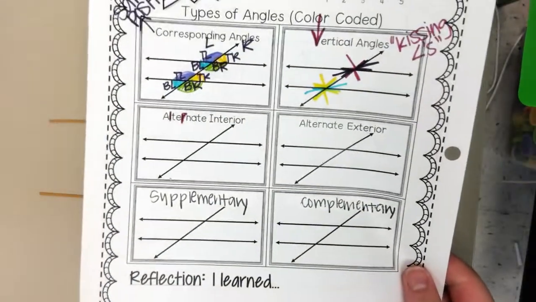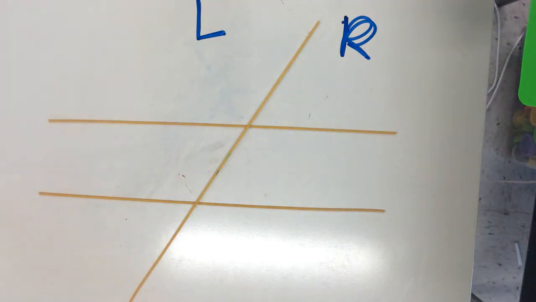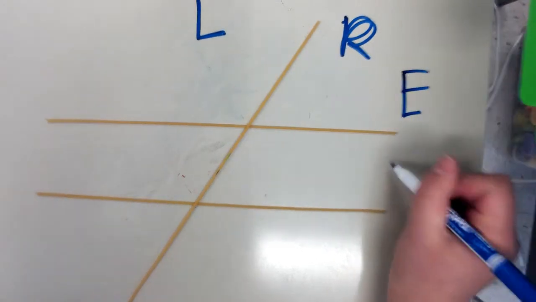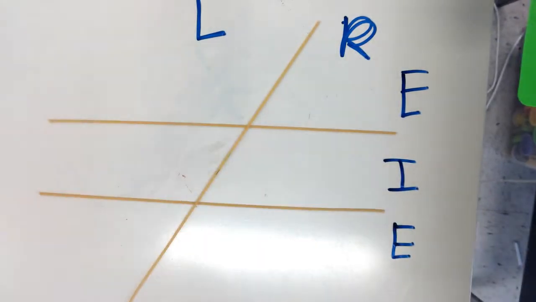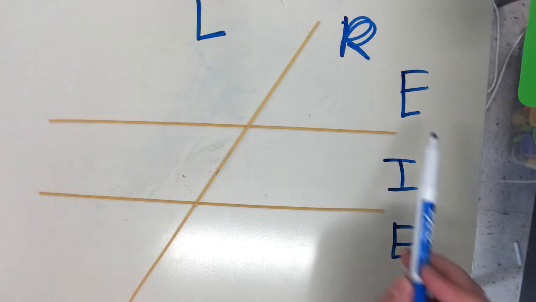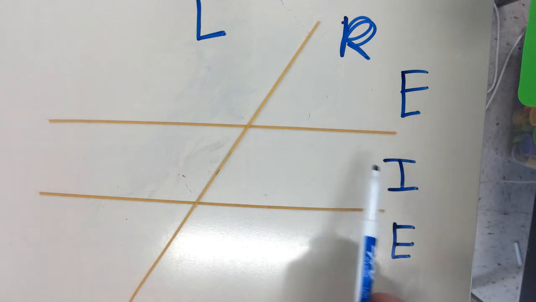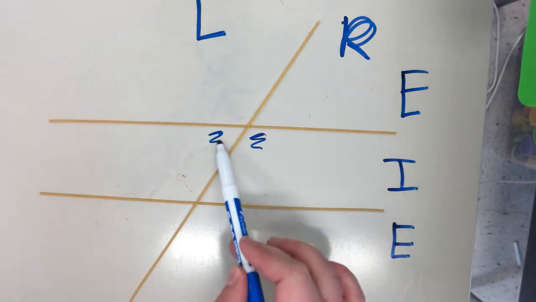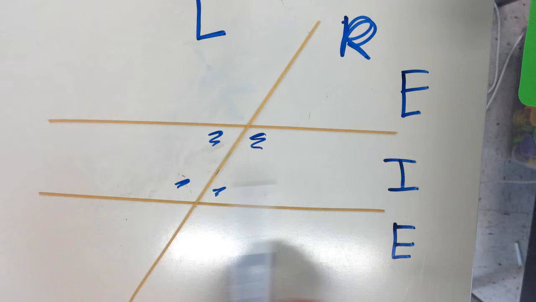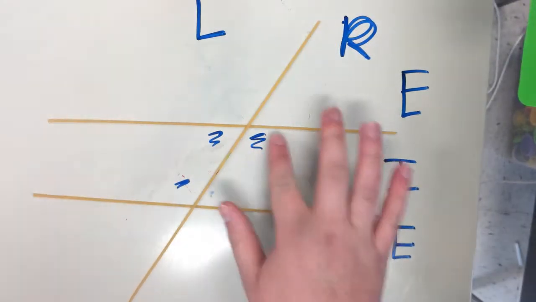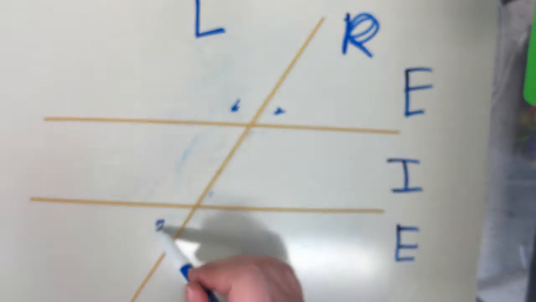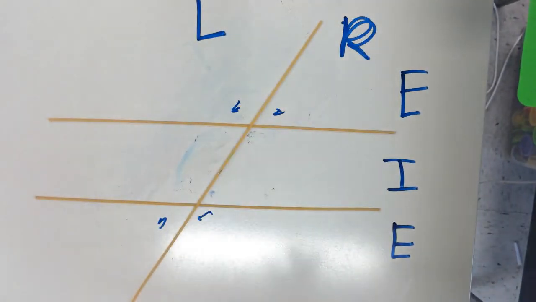And then we also had that word, what? Alternate interior. So on the side here, I want you to write E-I-E-I-O. E-I-E. And we don't have an L. We ran out of space. But we've got E-I-E. And this stands for exterior, interior, exterior. Because if you look, all of these inside of here are interior angles. They're inside this set of parallel lines. All of the angles out here are exterior angles. They're outside the set of parallel lines.